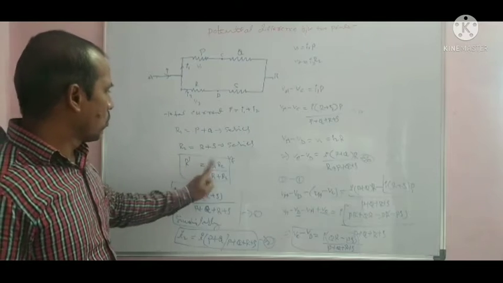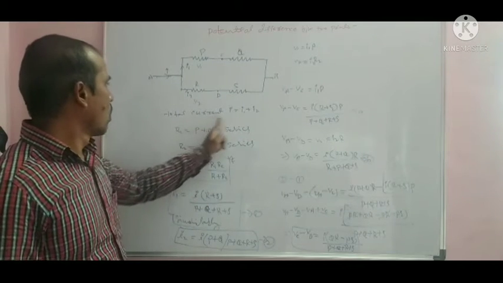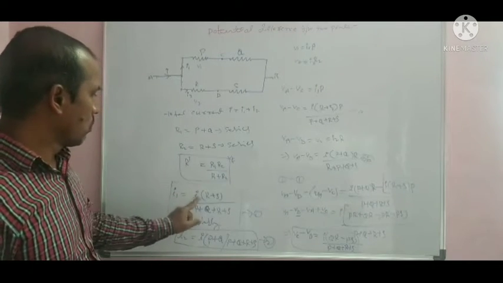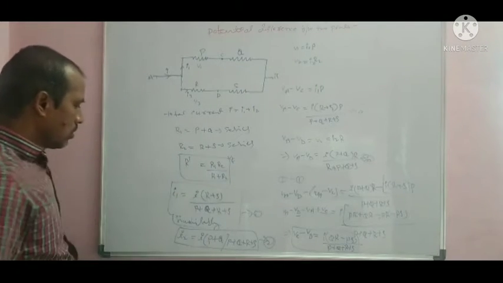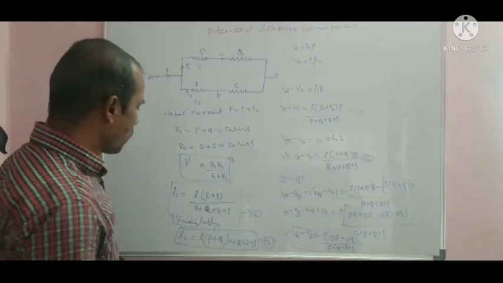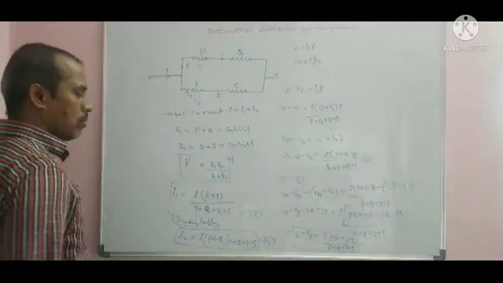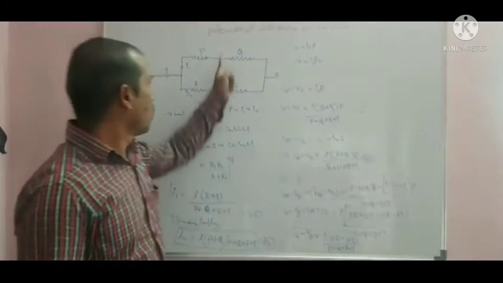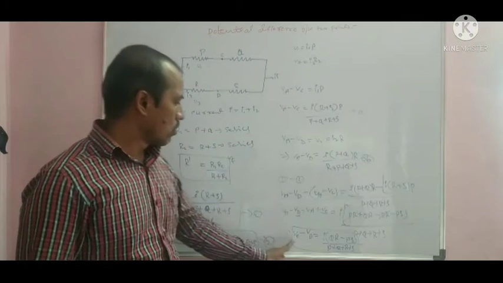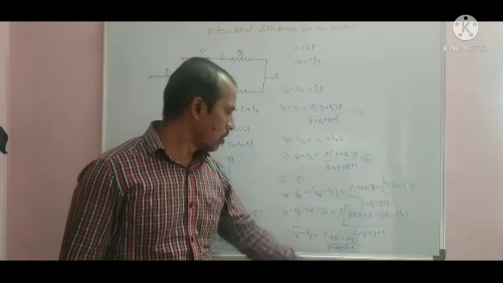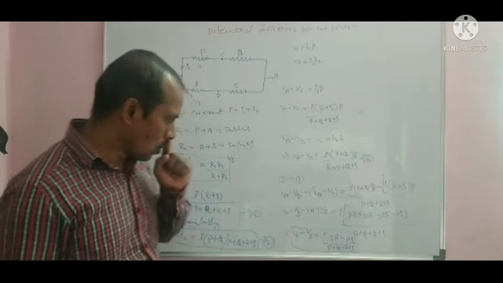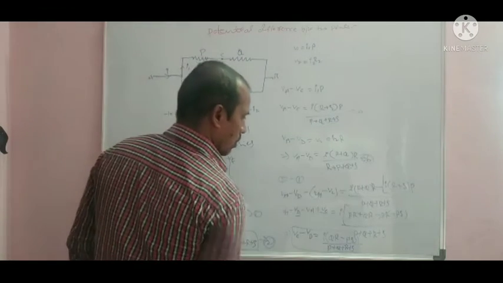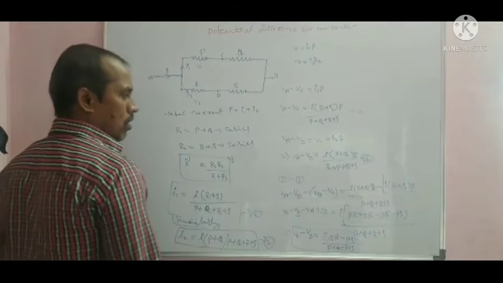Effective resistance R1 R2 by R1 plus R2. Here R1 is equal to P plus Q, R2 is equal to R plus S. So I1 is equal to I into R plus S by total resistance. I2 is equal to I into P plus Q by P plus Q plus R plus S. So the potential difference between CD is equal to VC minus VD is equal to I into QR minus PS by P plus Q plus R plus S.